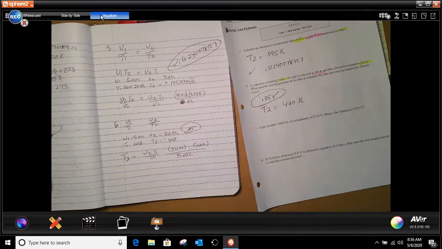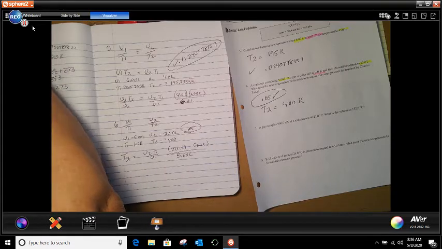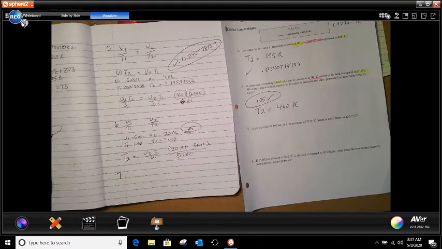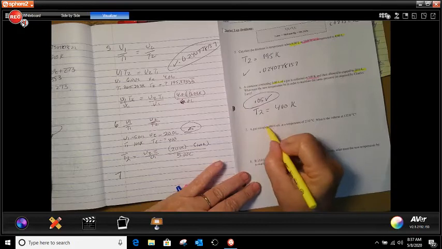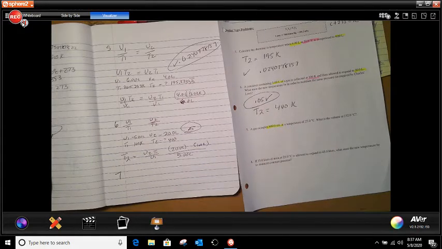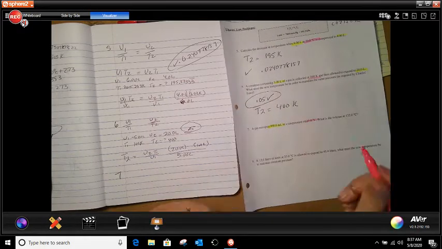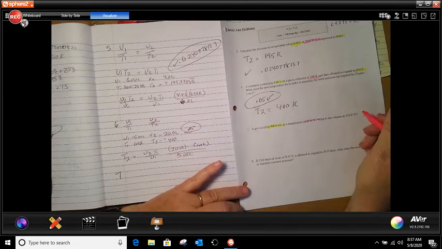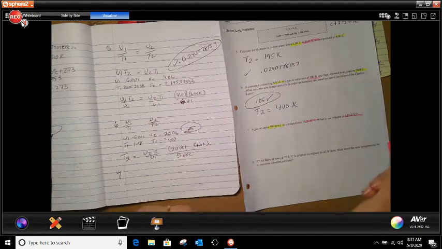Now, the next one that we have, we're going to have to do something special with it. All right, so here's the problem. We have milliliters here, and we have to have these into liters. So it says a gas occupies 900 milliliters with a temperature of 27 degrees Celsius, and it also has a temperature of 132 Celsius. So we've got a lot of work to do on here.